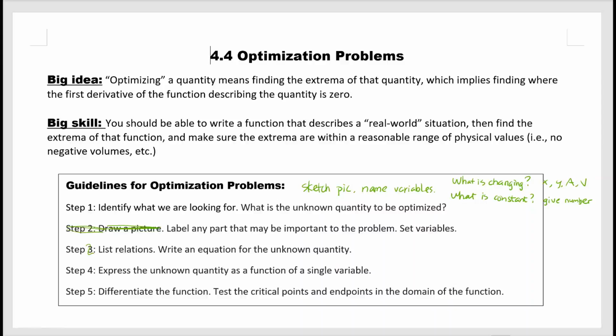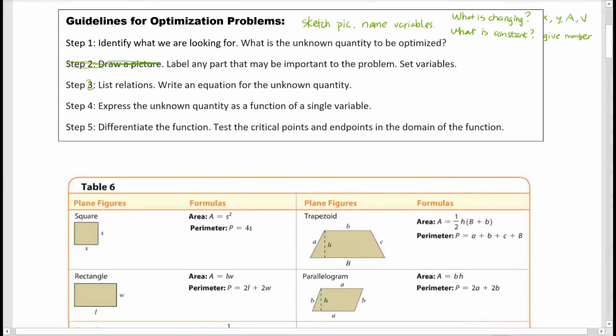Okay, step 5. Differentiate the function. Test the critical points and endpoints in the domain of the function to find the global maximum or minimum. Okay, so those are the steps.